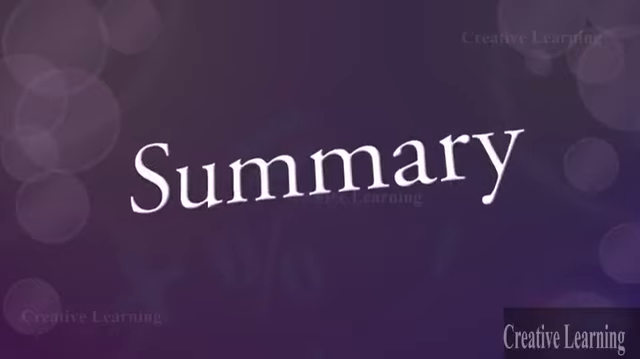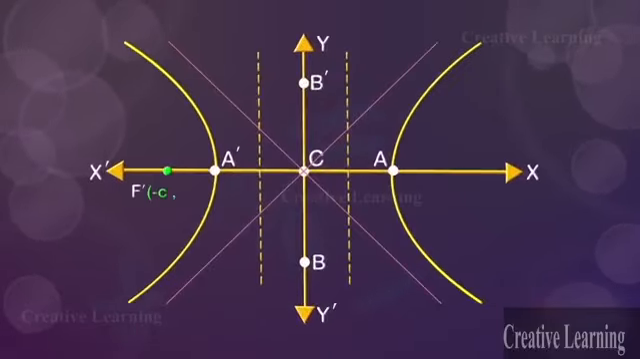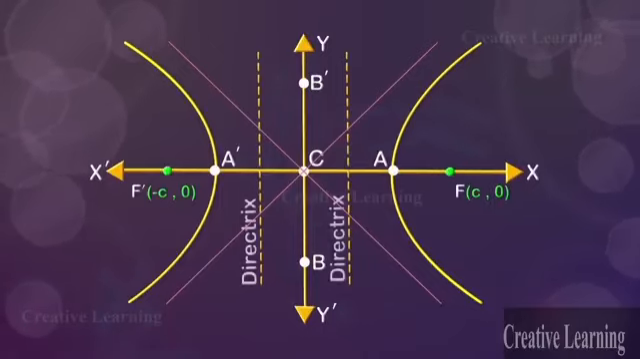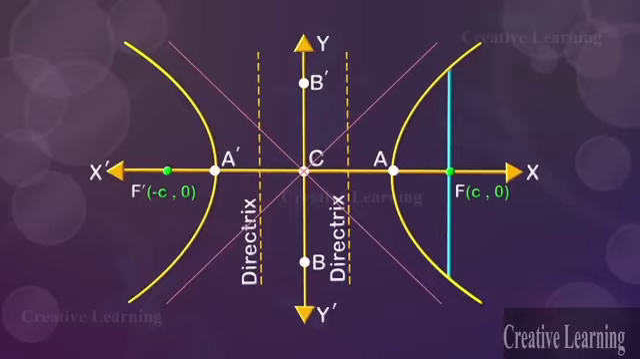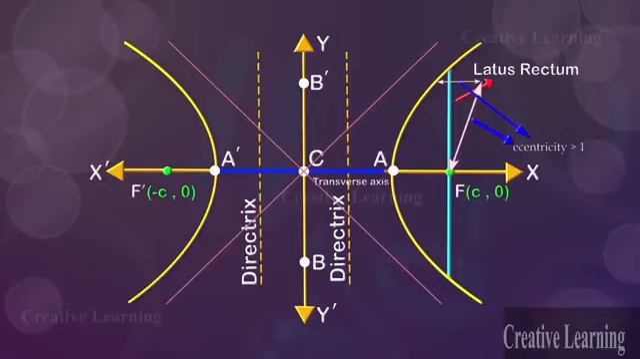Summary: in this video, we have learnt about the various parts of the hyperbola, which included foci, directrices, latus rectum, eccentricity, transverse axis and conjugate axis.